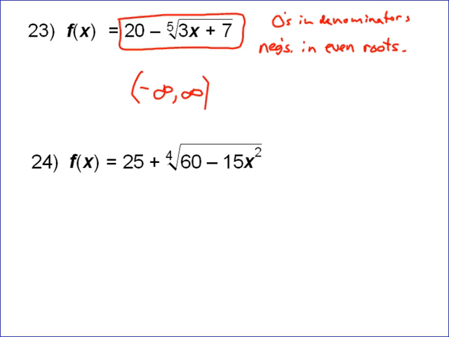representing all real numbers. That's the best way to do it. Or you might see it like this occasionally, the set of all real numbers. But the best way to say it is just say the domain is from negative infinity to infinity, all numbers. There's nothing that gives you problems.